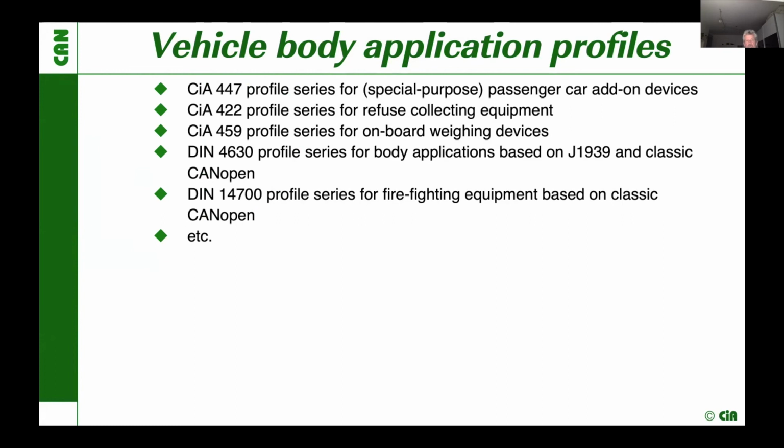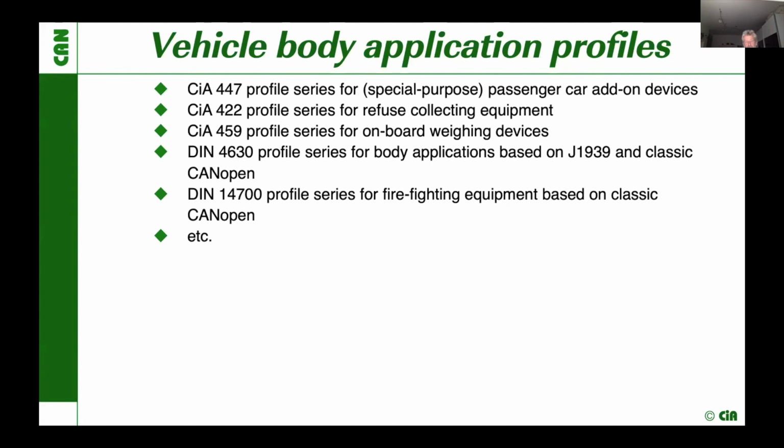We have the CiA 442 profile, which is also an international standard, published as a European standard for refuse collecting equipment. This includes lifting units, compaction units, etc. We have also the onboard weighing devices specified in CiA 459, which also can be used for different purposes.